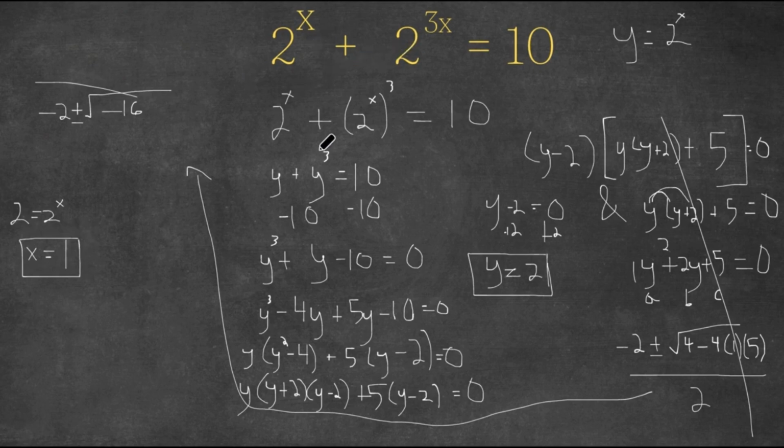Now, why don't we check our solution in this equation? If we plug in 1 for x, we get 2 to the power of 1 plus 2 to the power of 3 times 1 equals 10. 2 to the power of 1 is 2, plus 2 to the power of 3 times 1 is the same thing as 2 to the power of 3, which is 8. 2 plus 8 does indeed equal 10. So 10 equals 10. And this is right. So our solution here, x equals 1, is right.